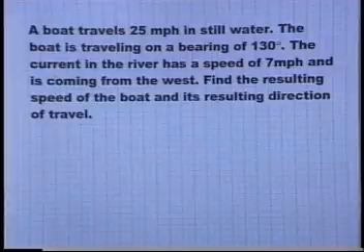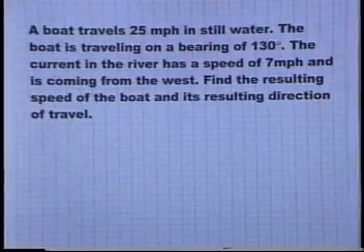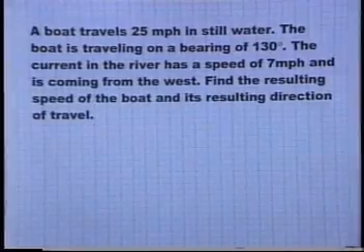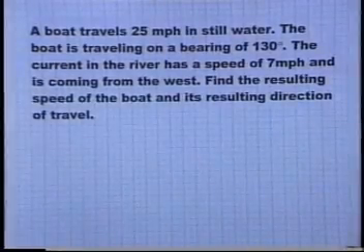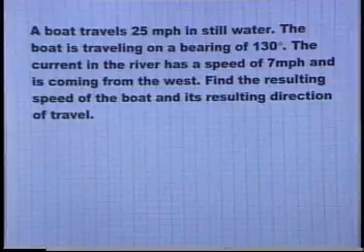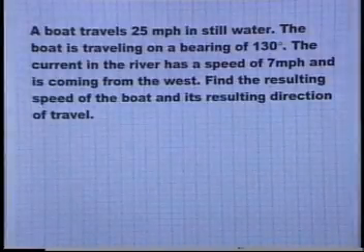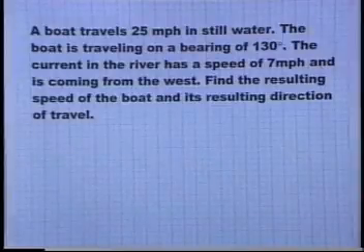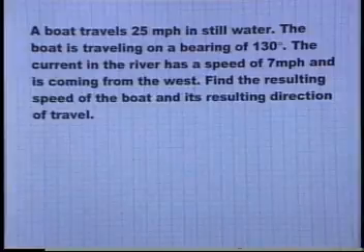A boat travels 25 miles per hour in still water. The boat is traveling on a bearing of 130 degrees. The current in the river has a speed of 7 miles per hour and is coming from the west. Find the resulting speed of the boat and its resulting direction of travel.